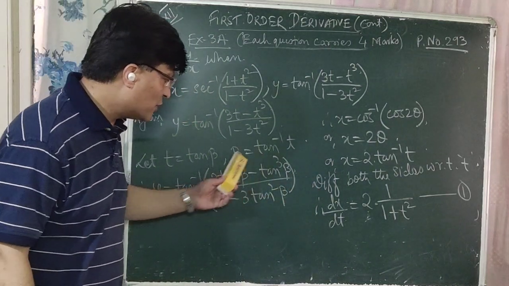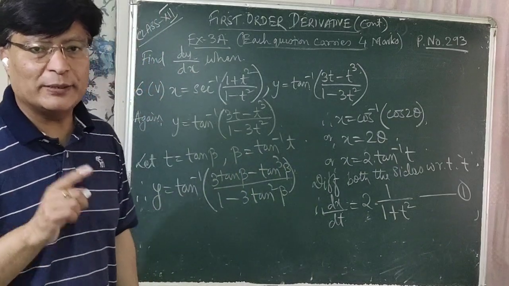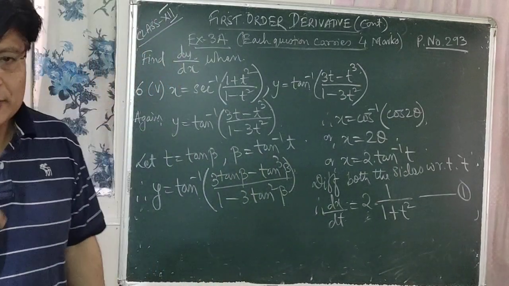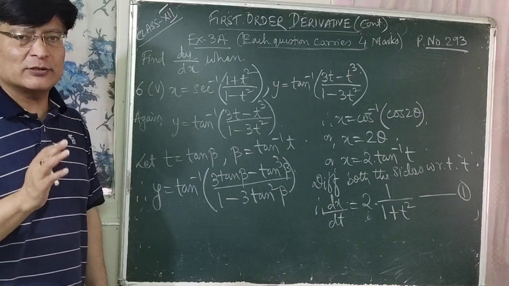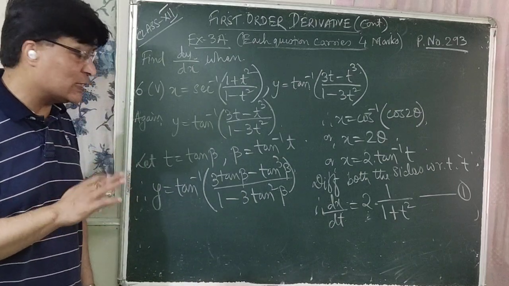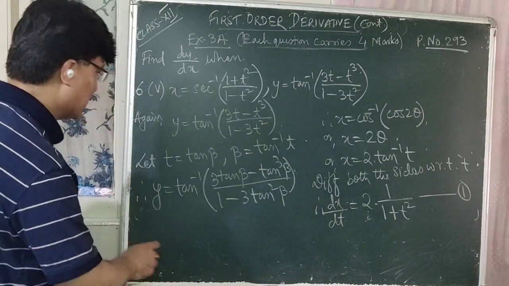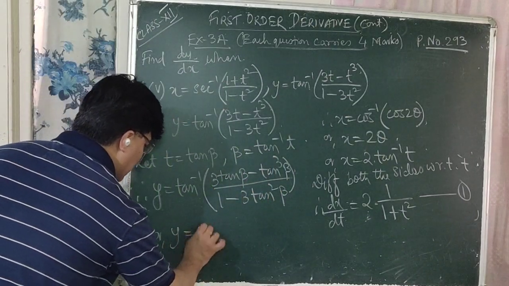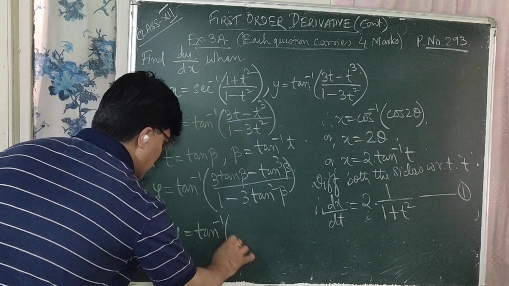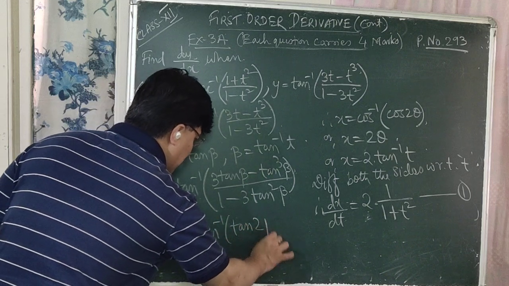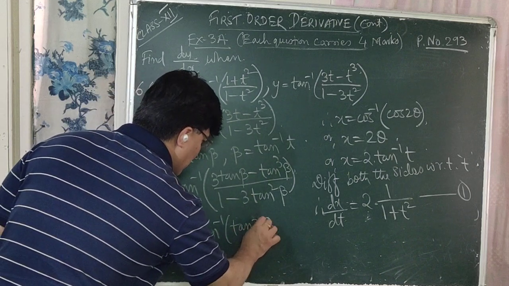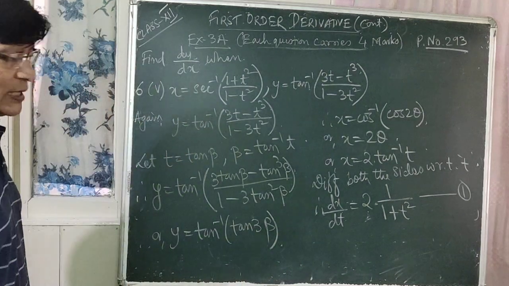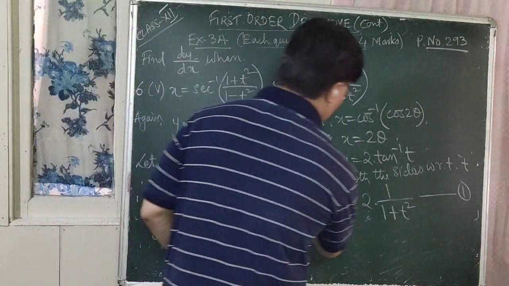So the formula for this expression will be tan 3 beta. Okay. Because you know that tan 3 beta is equal to 3 tan beta minus tan cube beta divided by 1 minus 3 tan square beta. So instead of this expression, you can write down the formula. That is y is equal to tan inverse tan 3 beta. Right? So next.